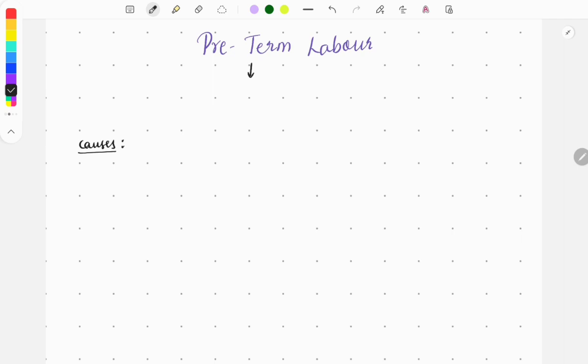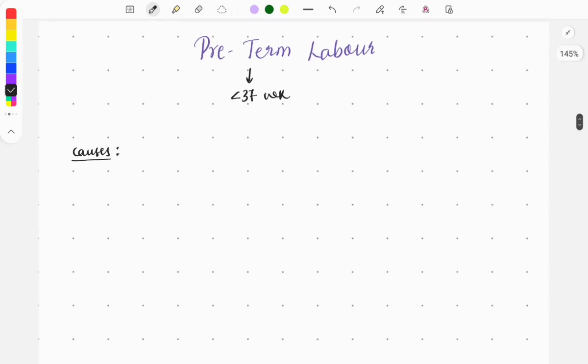Preterm labor means labor occurring at less than 37 weeks. At less than 37 weeks, if the labor occurs, then it will be called a preterm labor. Before discussing it, let's also discuss an important thing about the dates. When do you call it term, when do you call it preterm, postterm?